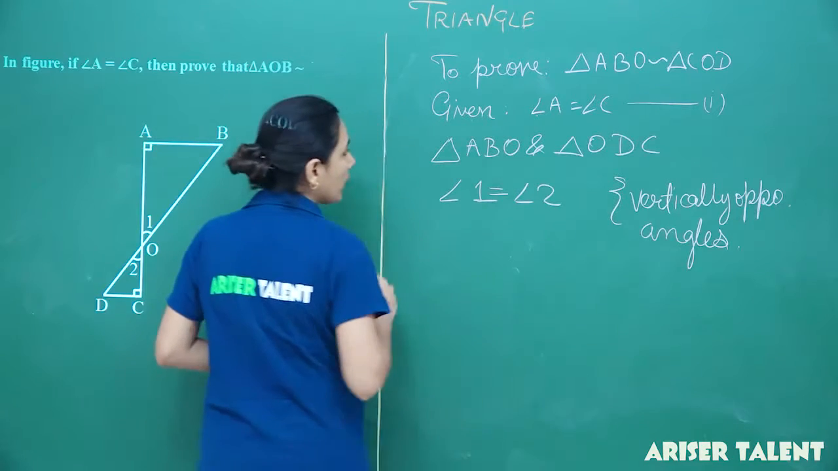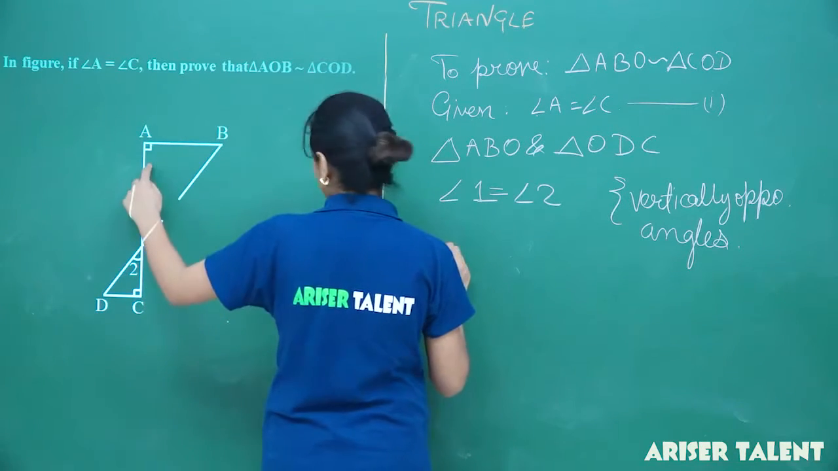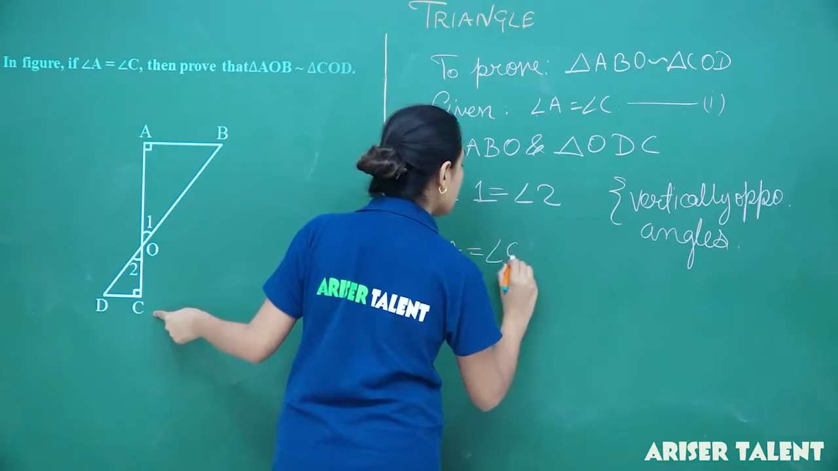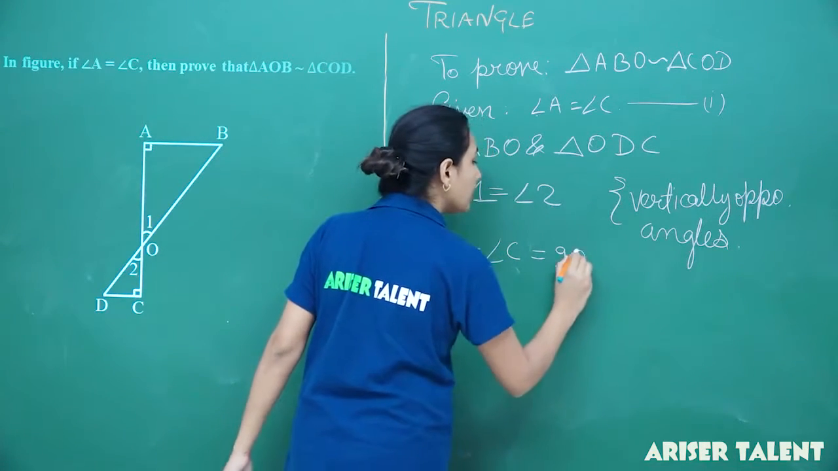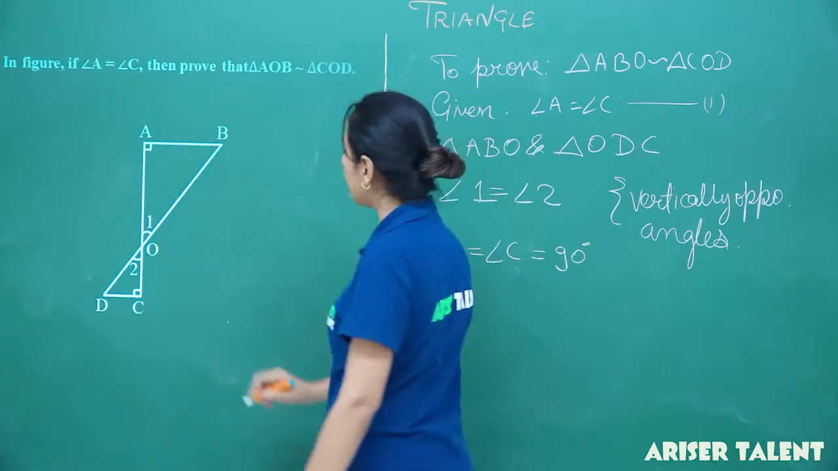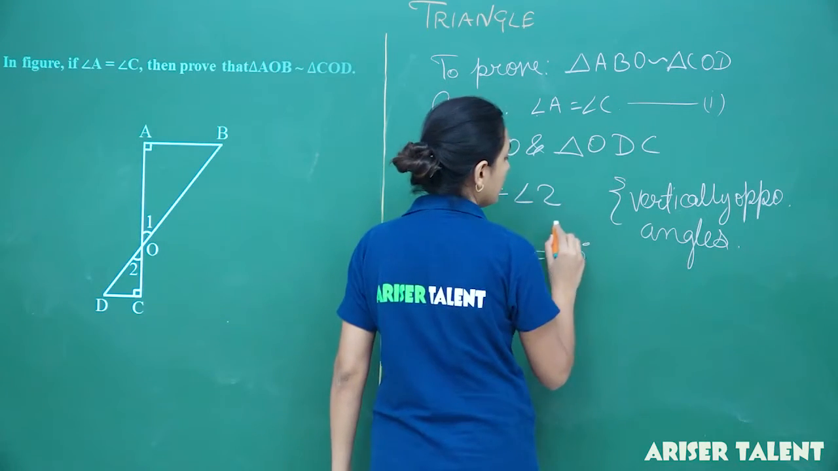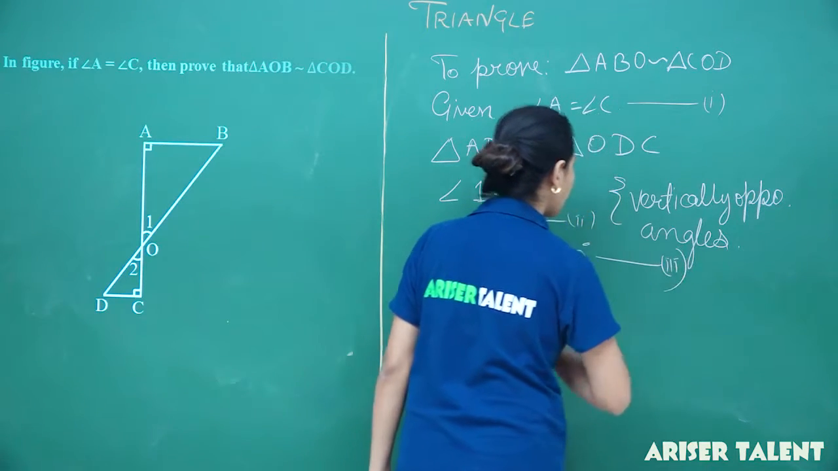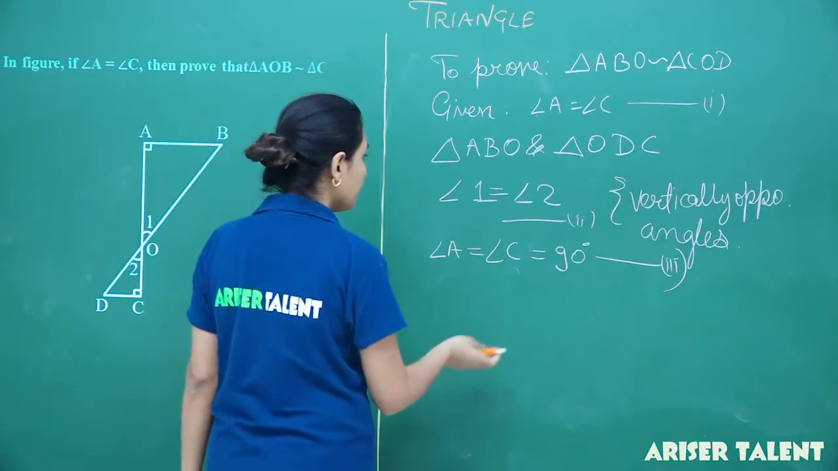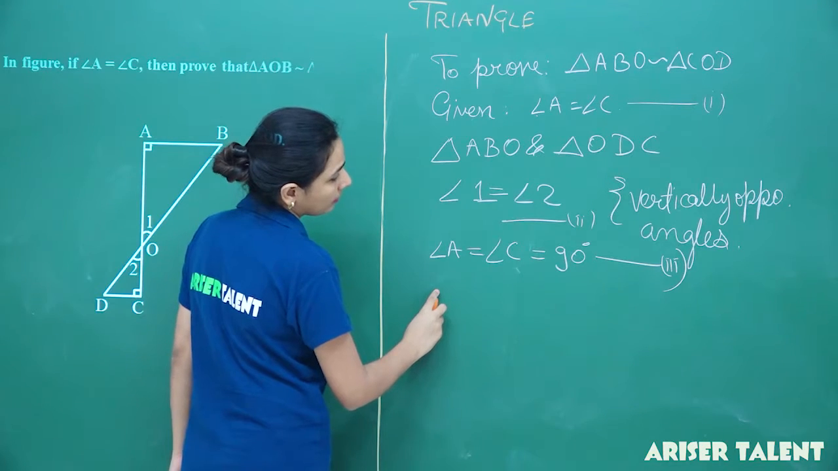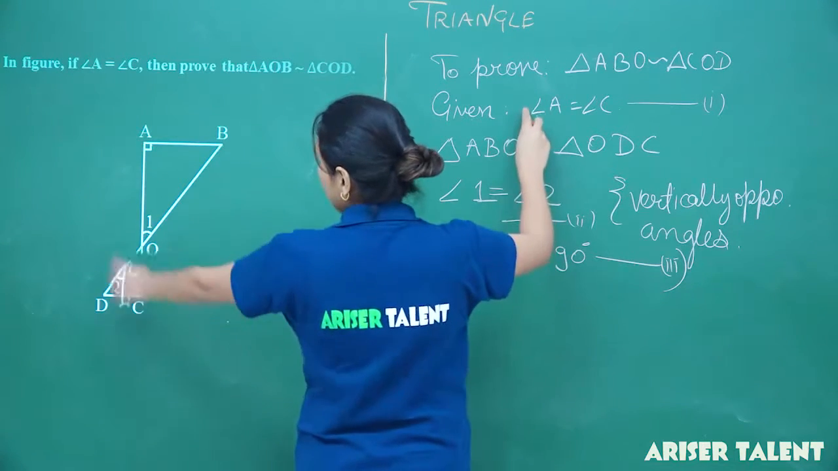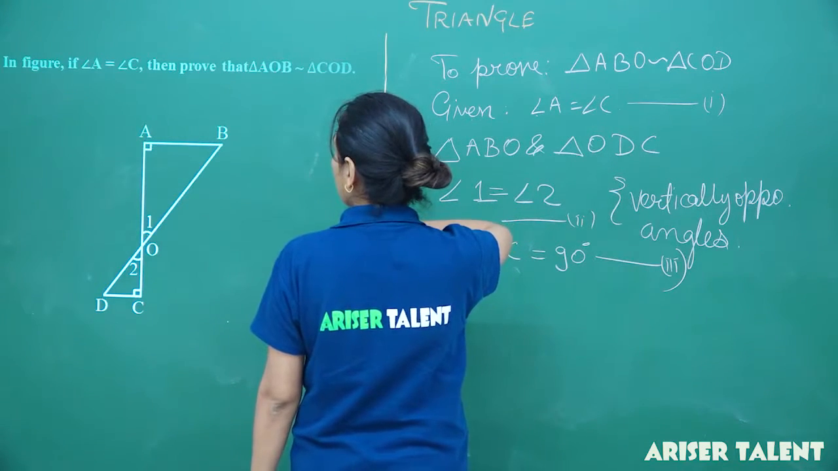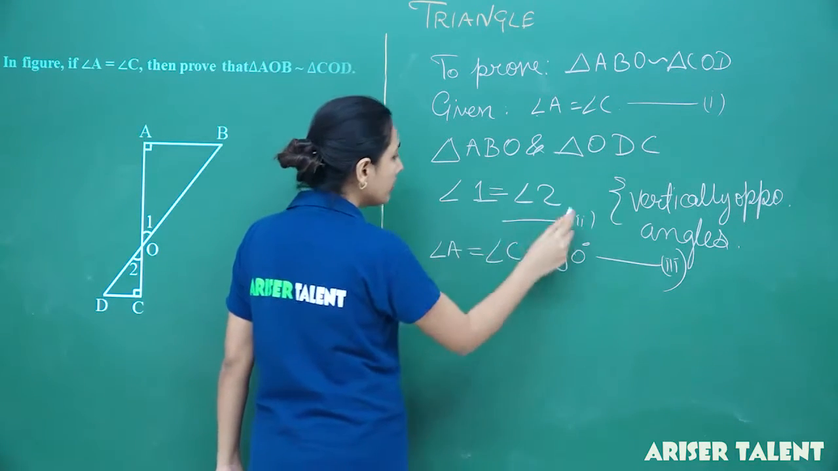This is one. Now, angle A equals angle C equals 90 degrees. Yes, this is 90, this is 90. This is the second and this is the third equation. Now students, angle A equals angle C equals 90 degrees. We have been given this, and then we have concluded this also.